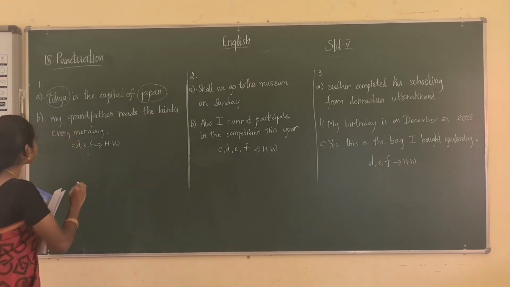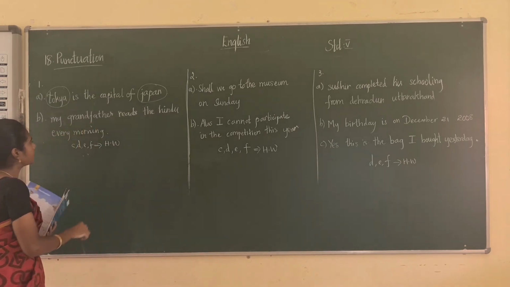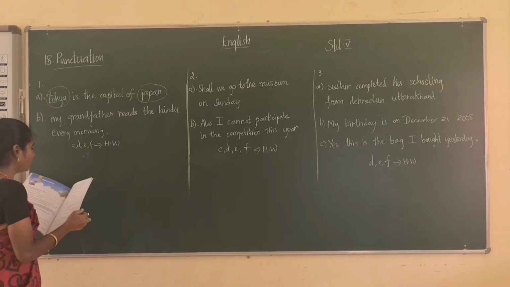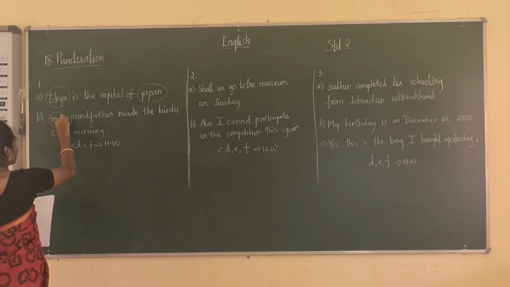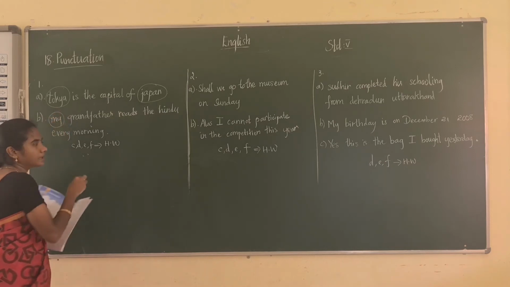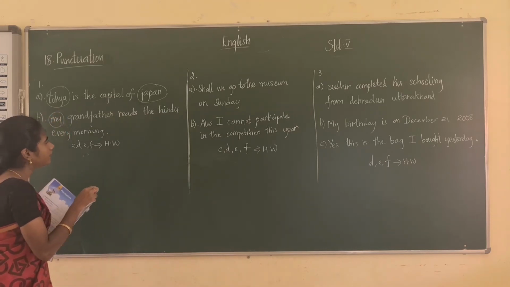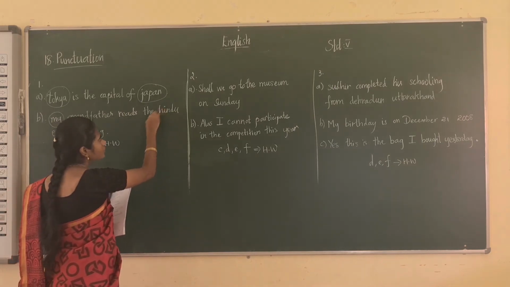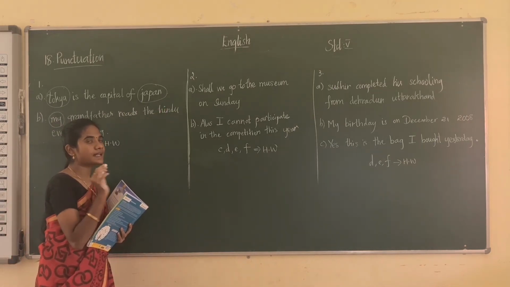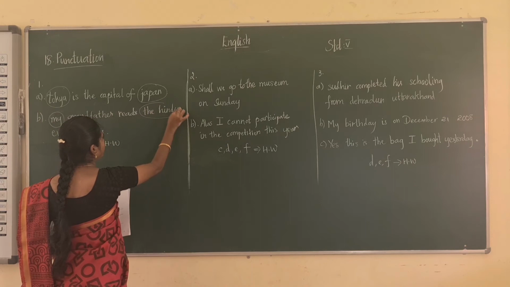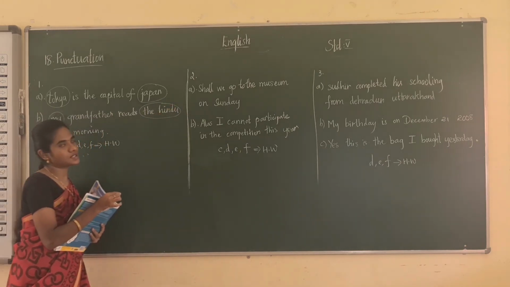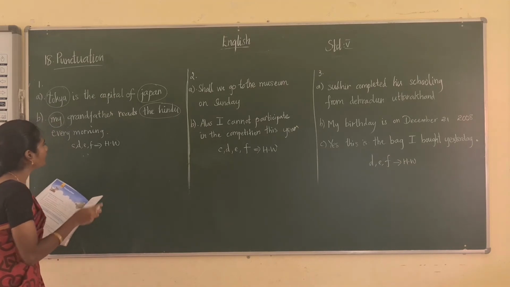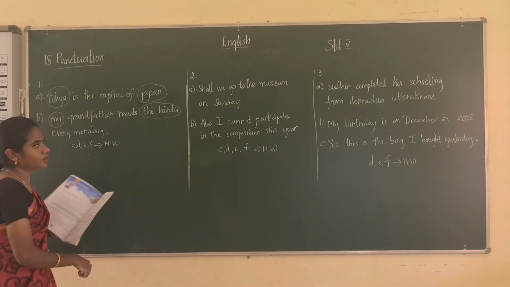Okay, you have to just circle the words wherever you have a capital letter. Okay, my grandfather reads the Hindu every morning. So in that, the M of my should be written in a capital letter. Then the Hindu is a newspaper name, so for that you have to use a capital letter, T as the capital and H as the capital. Okay, and the remaining C, D, E, F are homework for you.